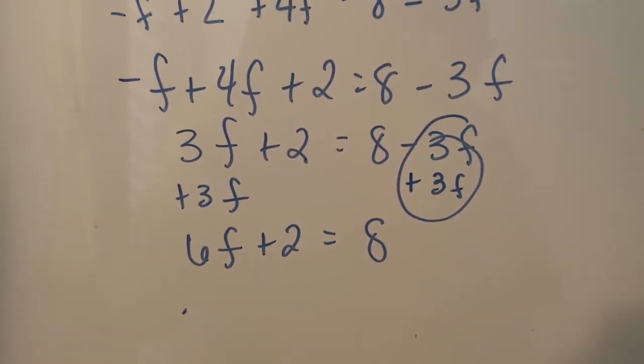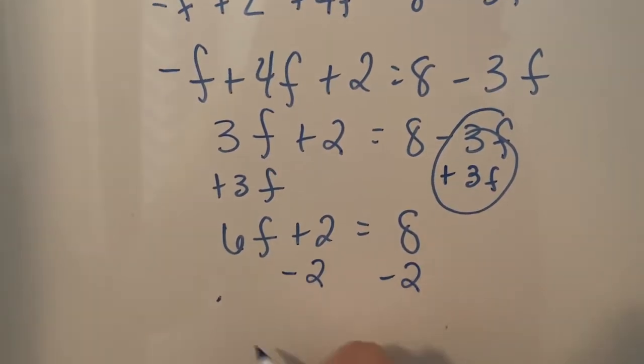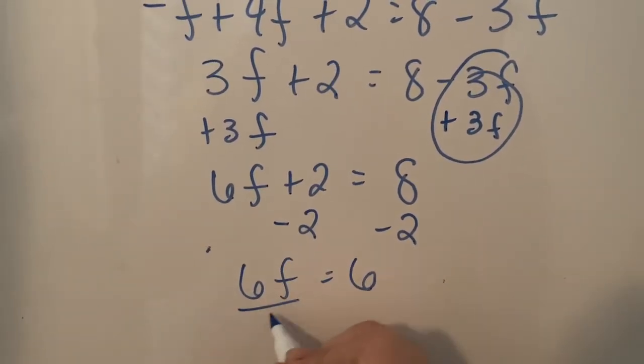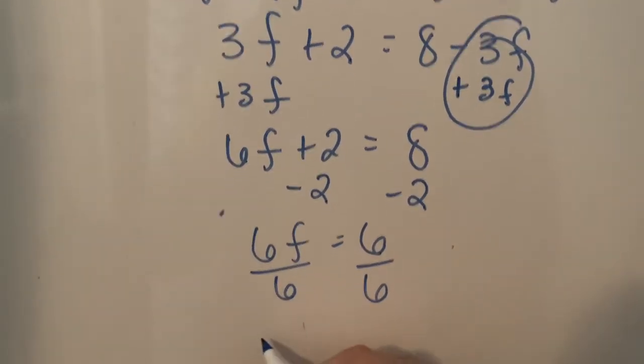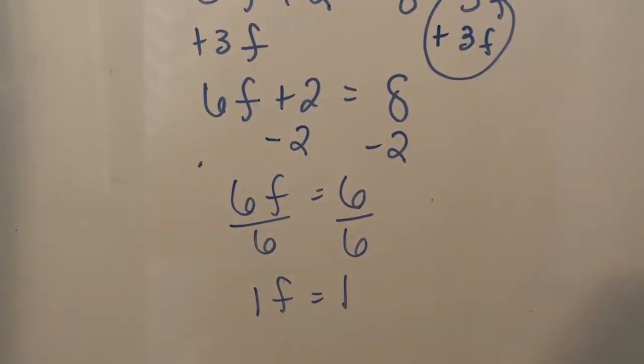There we go, a very familiar two-step equation. Do your inverse operations. And divide by 6. And 1f equals 1. Easy peasy lemon squeezy.